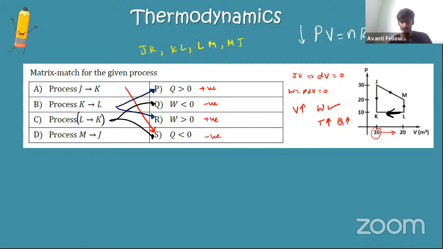Okay. Now I want all of you to give me what are the correct options for MJ. I'll not do anything. Just sit quiet. Tell me what are the correct options for MJ for this process here. If I go from M to J, what will happen to work and what will happen to heat? Just tell me about work. What will happen to work?